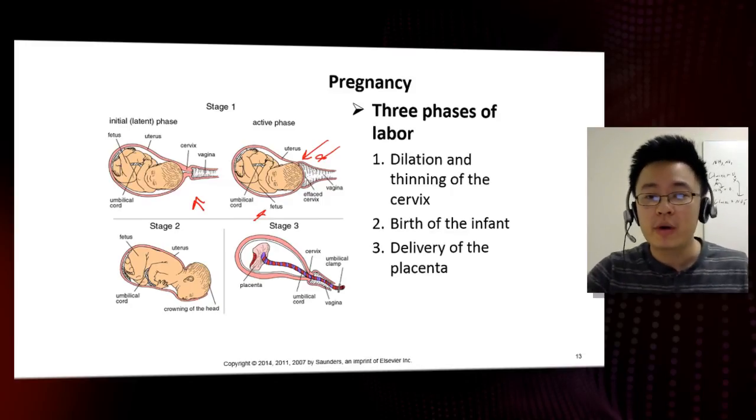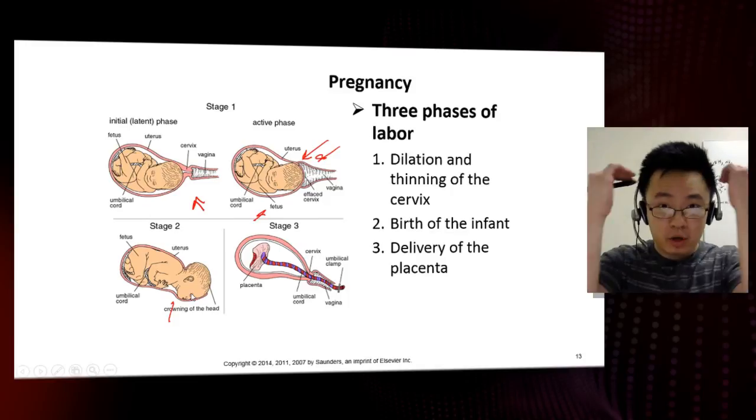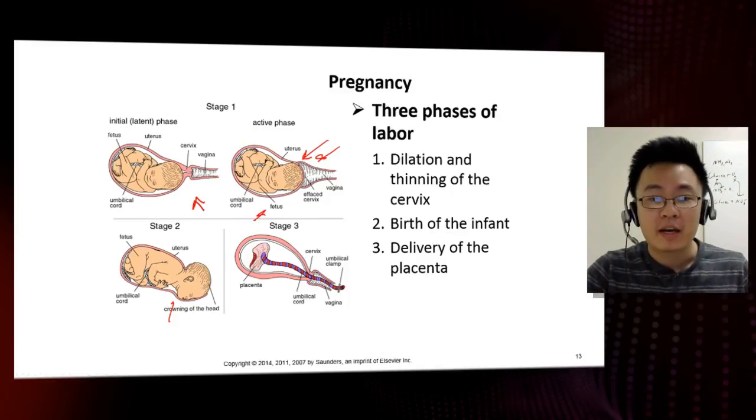Now, stage two here is the birth of the infant. As you can see, the baby's head is coming out first, and this is known as crowning. Crowning. The baby's head here comes out first.